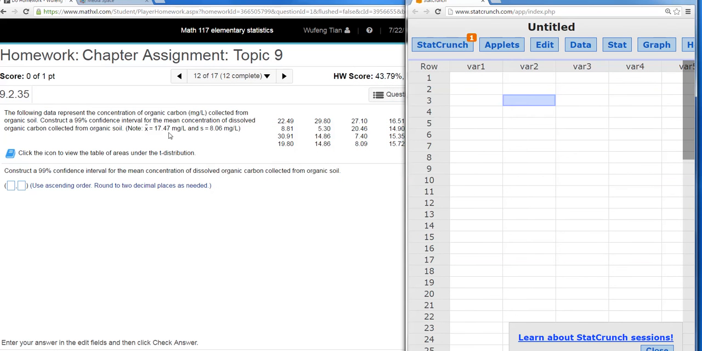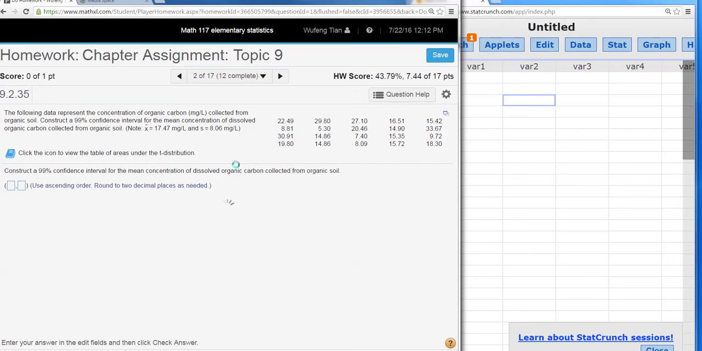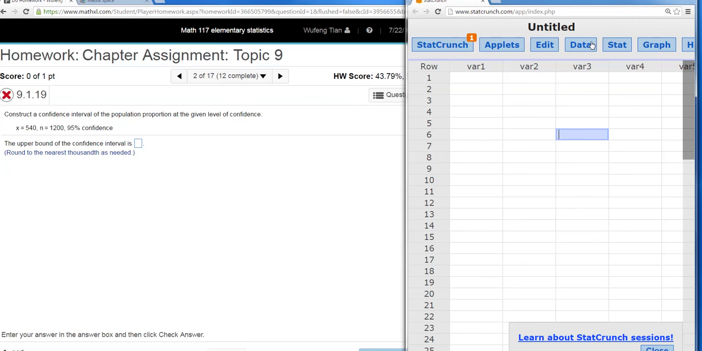Okay. What do you need to do for problem 2? I'll show you several questions, and then you try the rest yourself. The first one is construct a confidence interval of the population proportion at a given level of confidence. X is given, N is given, 95% confidence.